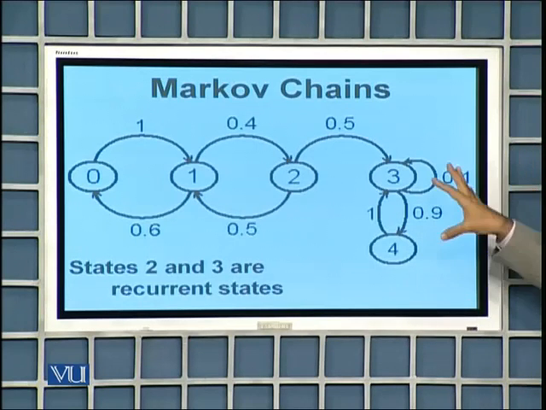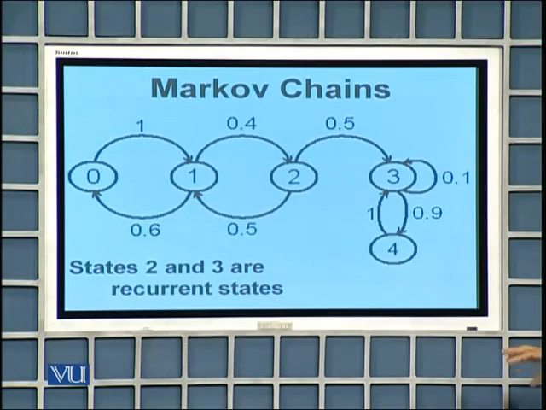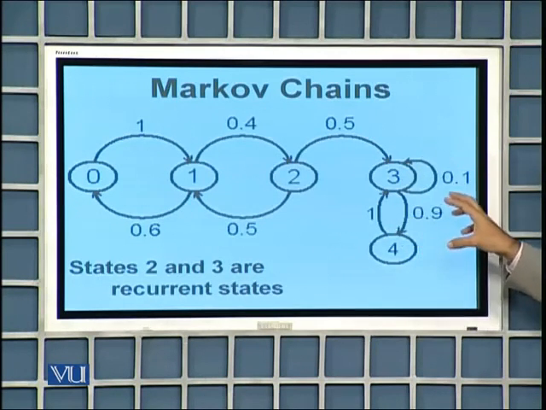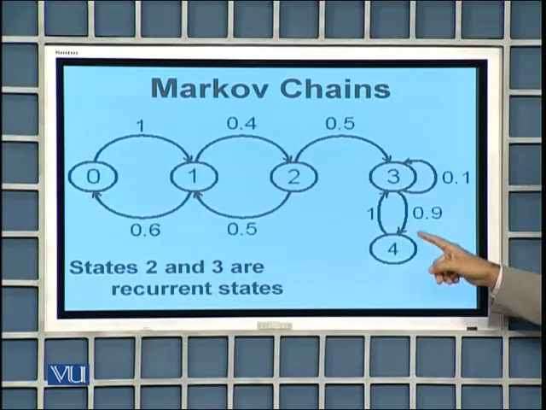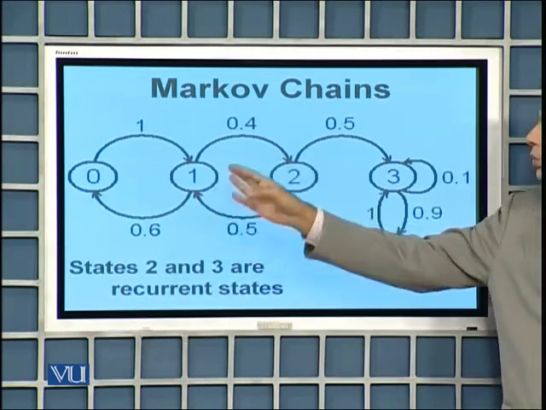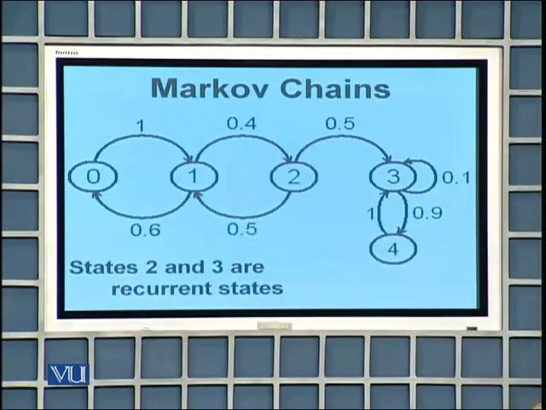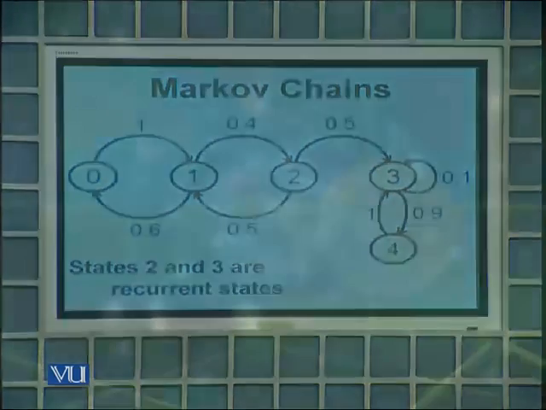And once you are in this group, it represents a subsection of the Markov chain, and this subsection represents recurrent states. State 3 and state 4 are recurrent because they get visited infinitely often. And state 0, 1 and 2 are transient because once you leave, you never come back to these states.